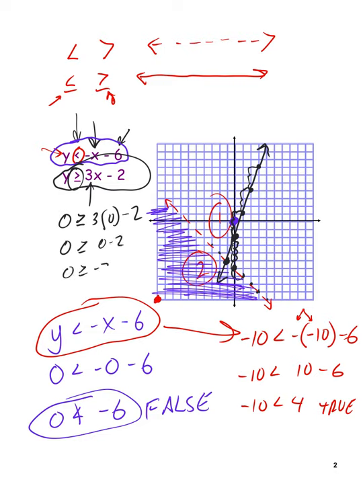Is 0 greater than or equal to negative 2? Yes, it is. So this is true, which means I will shade on the side that the 0, 0 is on, which means I will shade this direction now. And again, y being greater than, you can kind of see this would be on the top side of the line. If this line were a slide, this is the side we'd be riding on, riding down the slide right there.